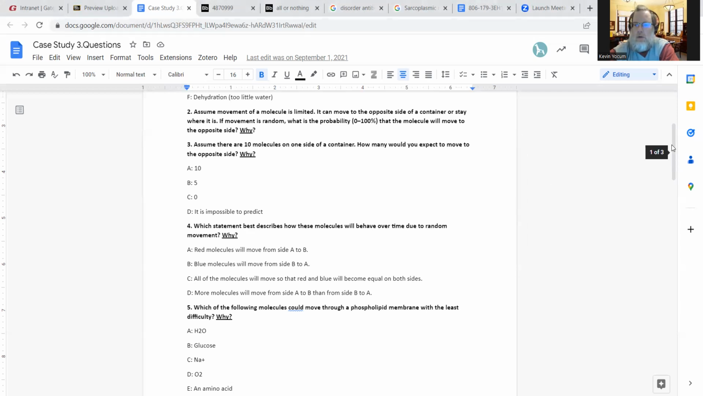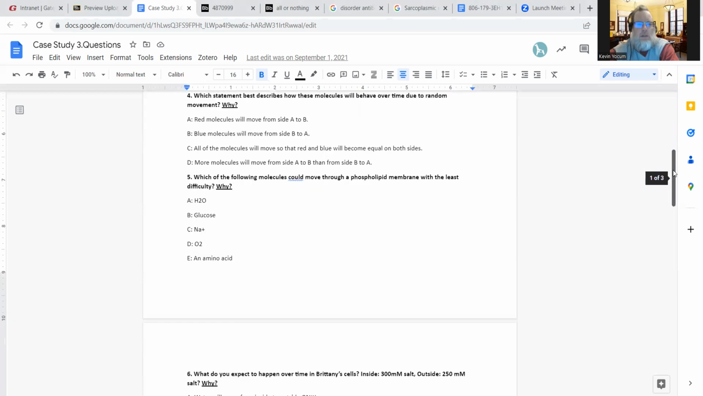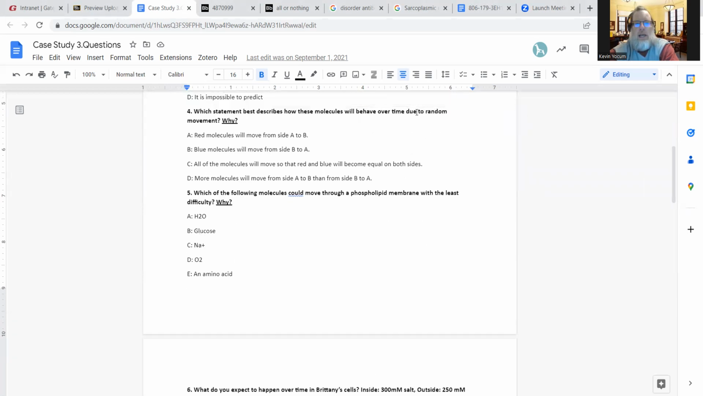Number 4 just describes how these molecules behave over time due to random movement. So if we just let them sit there and let time pass, are we going to continue to get movement? Are they just going to stop moving and settle to the bottom? Are we going to get more going to one side, more going to the other?